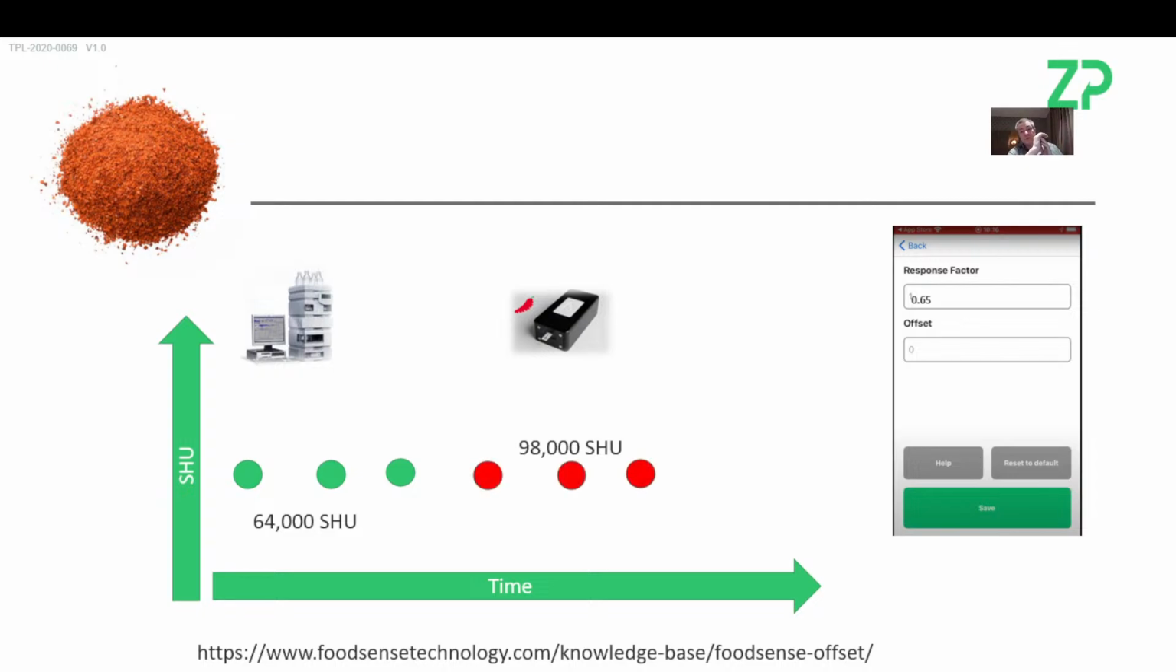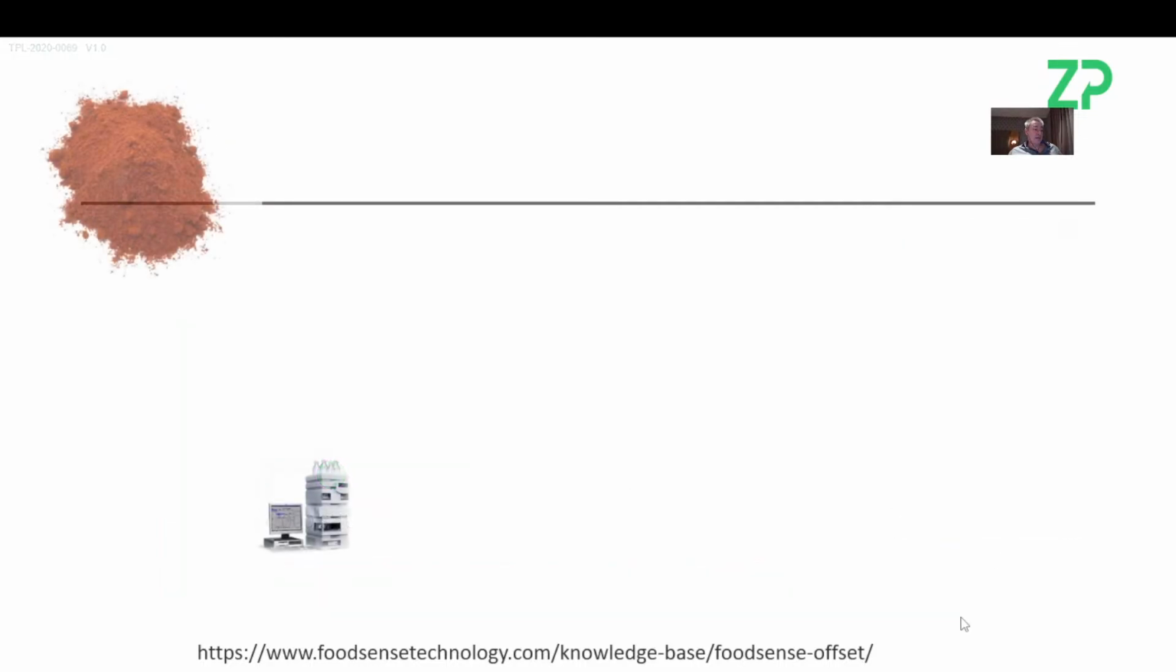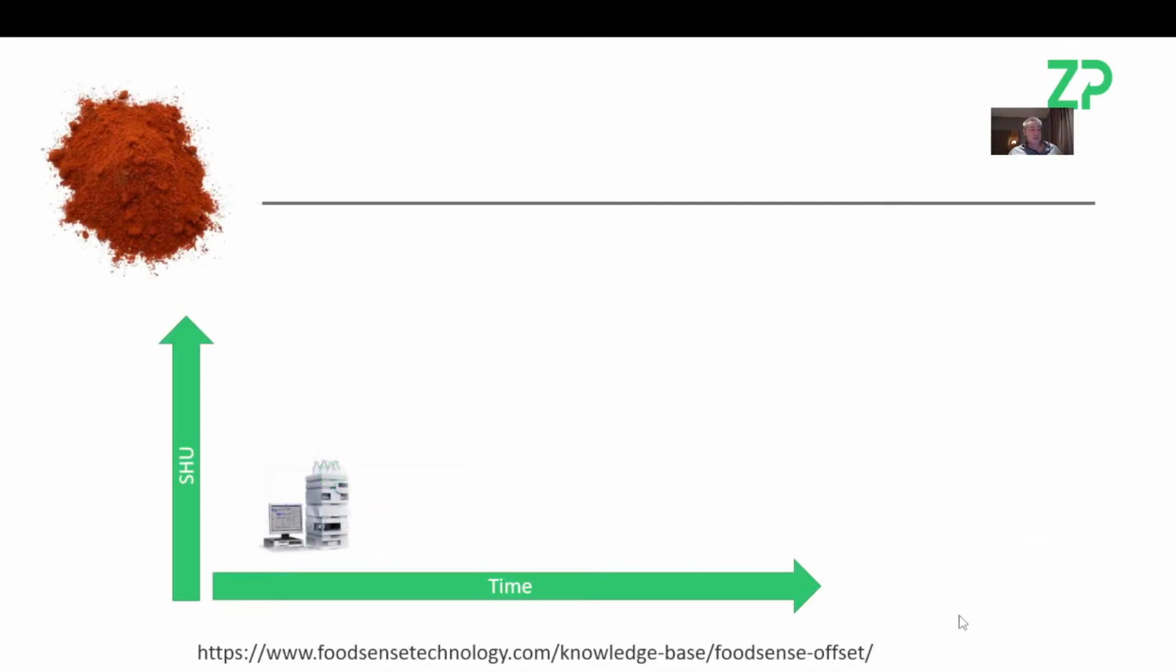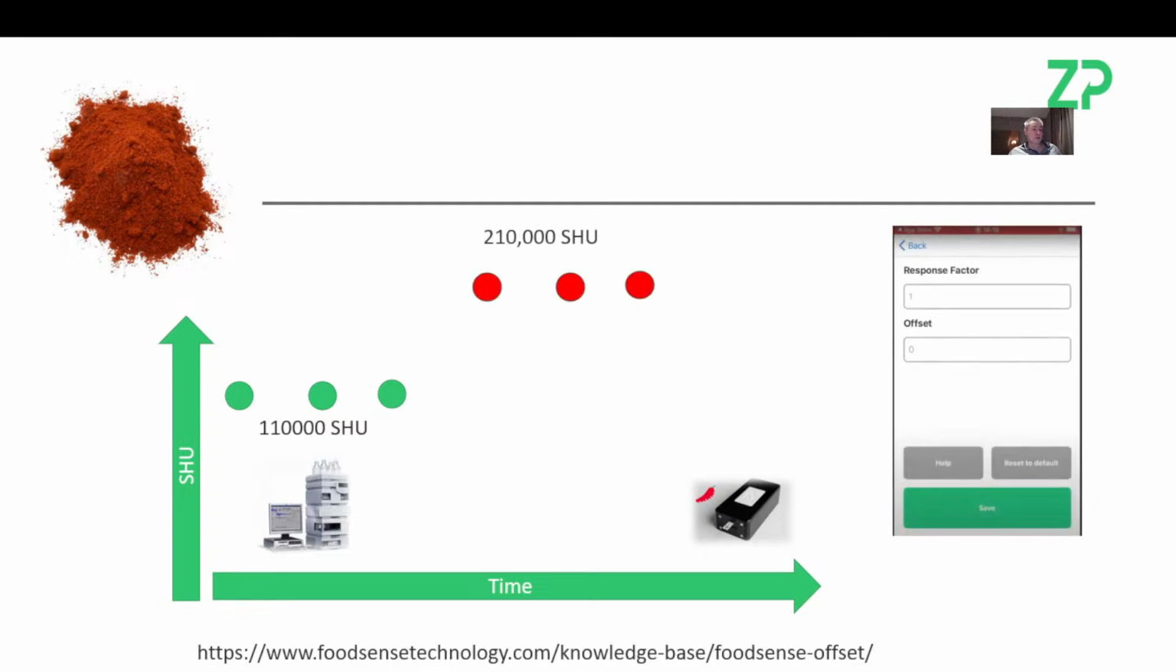It forces the Foodsense to be in line with the HPLC. But it actually seems that the HPLC is correct, which is not necessarily the case. You could have another scenario, a different spice, and in this scenario, maybe the spice is actually 110,000 Scoville units, and the Foodsense is reading 210,000 Scoville units. In that case, put a response factor of 0.5.